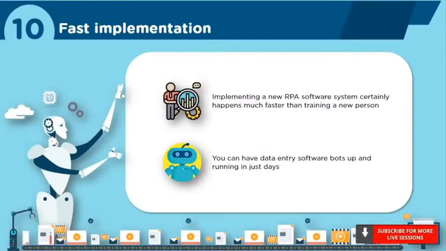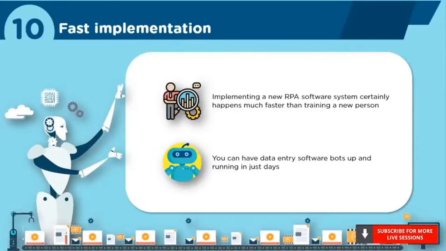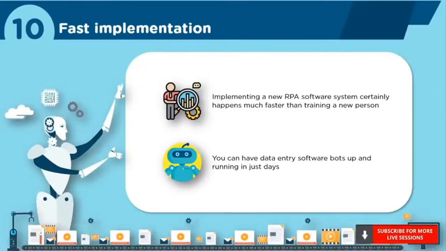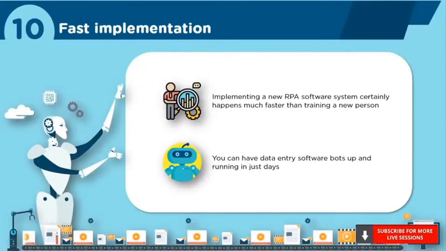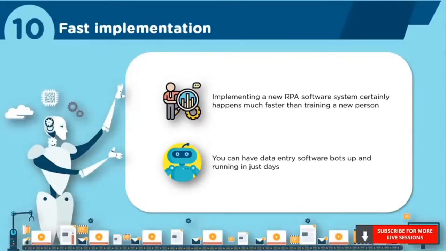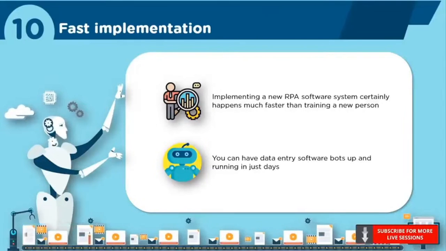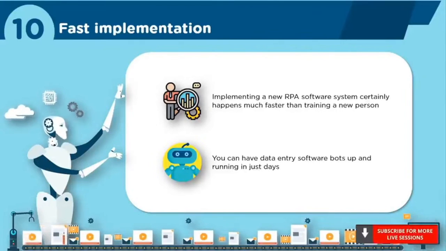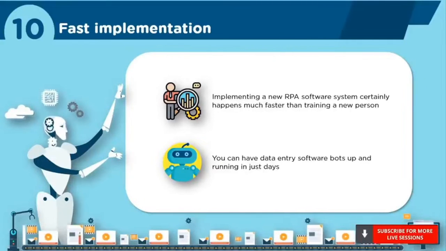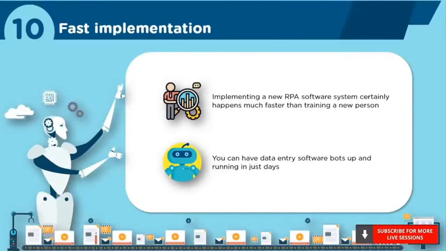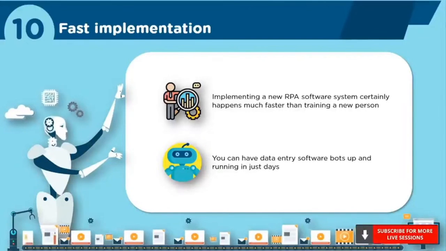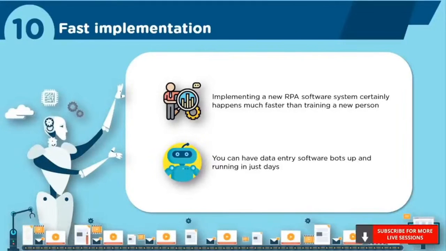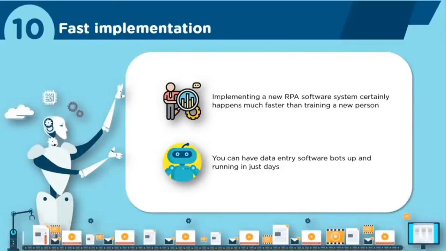So number 10, fast implementation. Getting data entry bots up and running goes quickly. Implementing a new RPA software system certainly happens much faster than training a new person. You can have these data entry bots up and running in just days. In contrast, if you wanted to hire a new human employee, you'd be taking a lot of time sorting out resumes, conducting interviews, going through the entire boring hiring process, and then finally when you find the right person, you'd have to spend time and energy on training them. However, in case of RPA, all of this is countered.